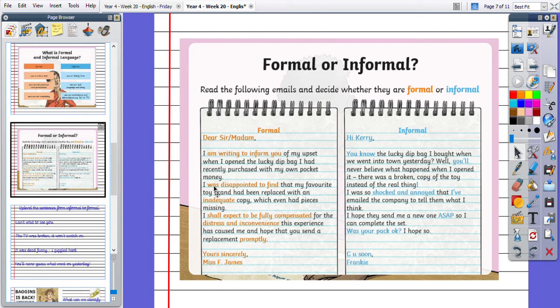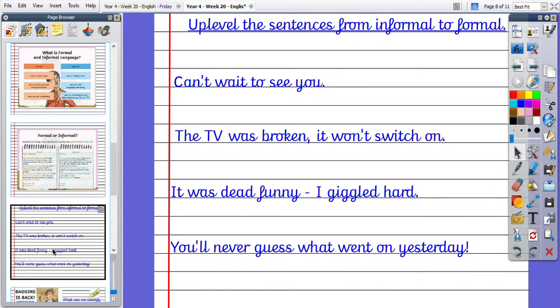Okay, there's lots of high-level vocab in here, very posh words, lots of adverbs to give detail in our email. Informal is much more chatty. There's some shortened words, some contractions, and some rhetorical questions. And there's even text language at the bottom. See you soon.